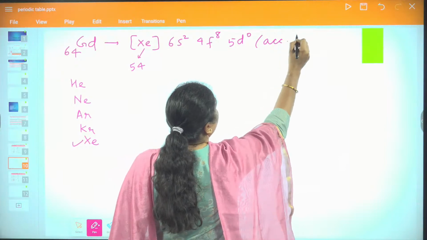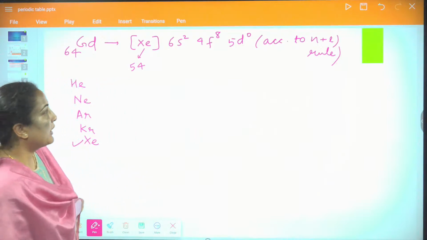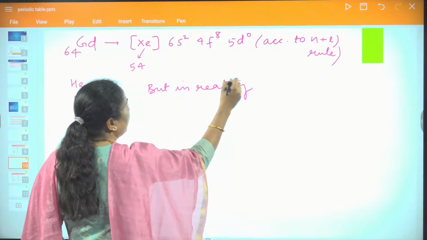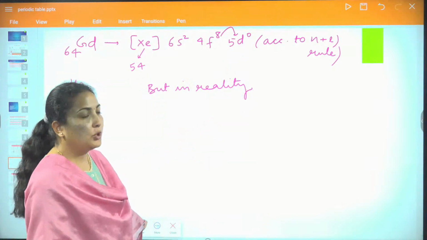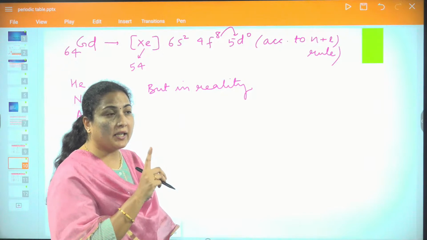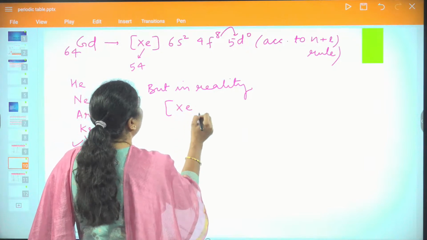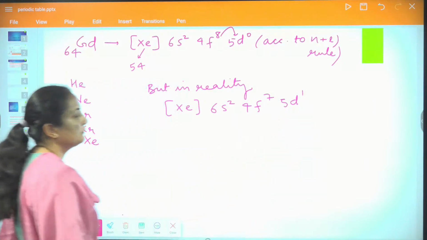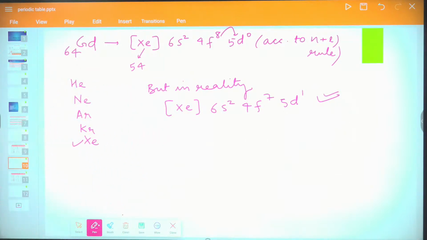This is according to the N plus L rule. Getting it? But in reality, the actual configuration differs by 1 electron, right? That means you will be shifting 1 electron from 4f to 5d. So 4f becomes 4f7, a half-filled subshell, which is more stable, right? So you're going to write xenon 6s2, 4f7, 5d1. Getting it? This is the configuration which you see. Got it? So please make a note of it.